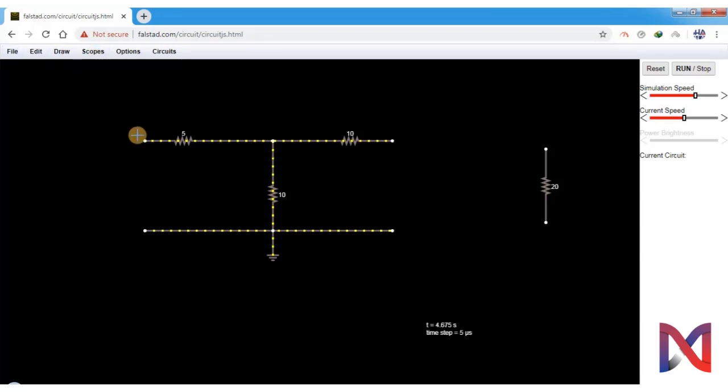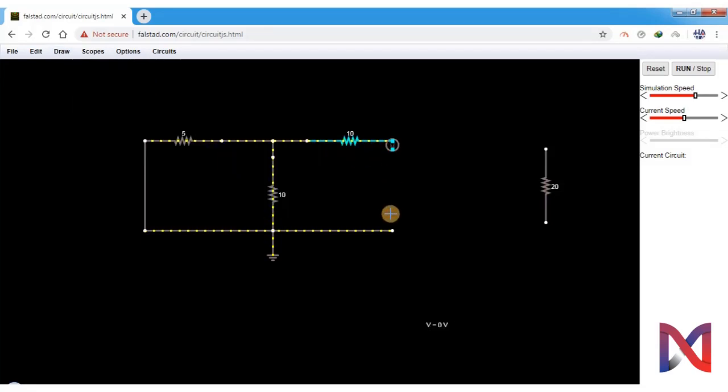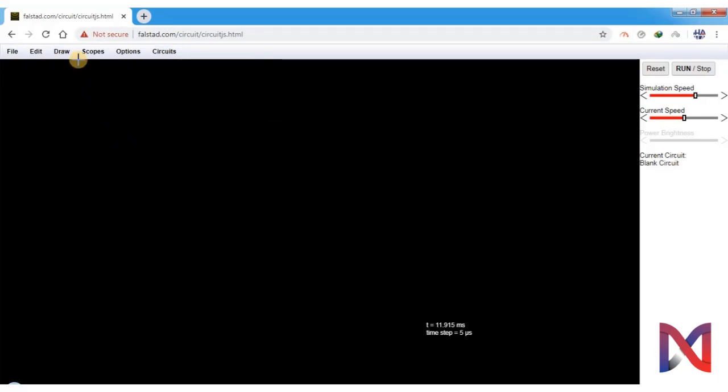We will connect this through wires and go to draw and place our ohm meter right here. So we get 13 ohms here, which is our RThevenin or R Norton. Now we will clear the entire circuit and make our new circuit for the Norton equivalent circuit.